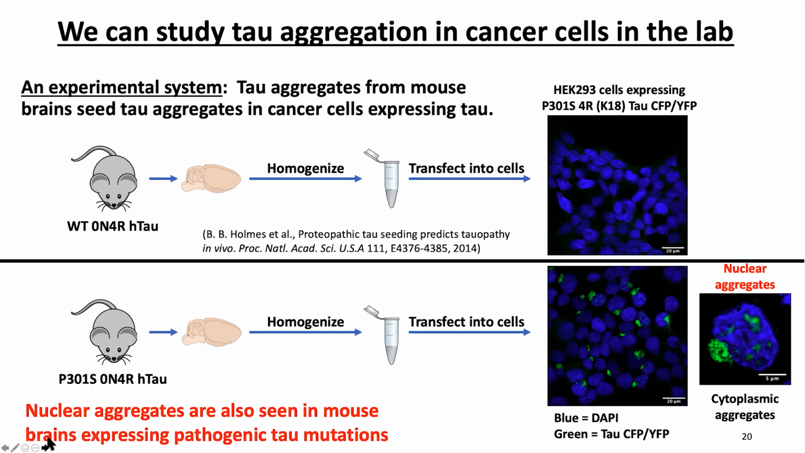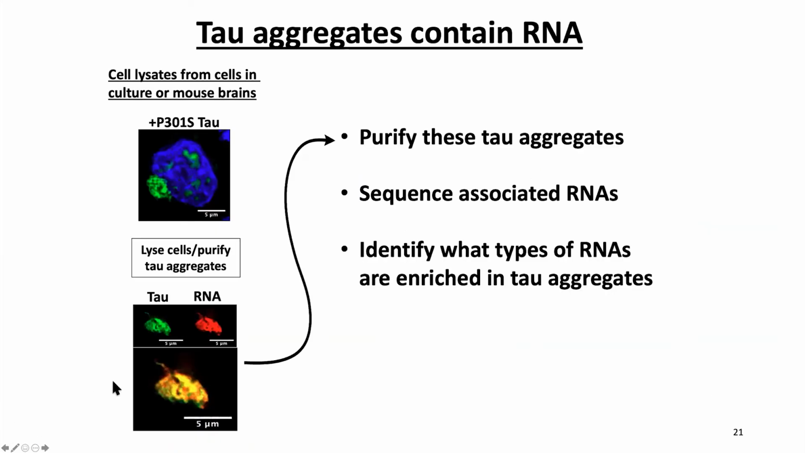So what Evan did was then he basically lysed these cells and figured out a way to purify these tau aggregates. And this is just a picture of one that he's purified. And if you stain them for RNA, you can see that that tau aggregate stains very brightly for RNA molecules. And so these tau aggregates actually contain RNA. So then he took these purified assemblies and prepared libraries to sequence them. And he used DNA sequencing to sequence the RNA molecules that are in there, and then identified those types of RNAs that were present and how they were enriched.